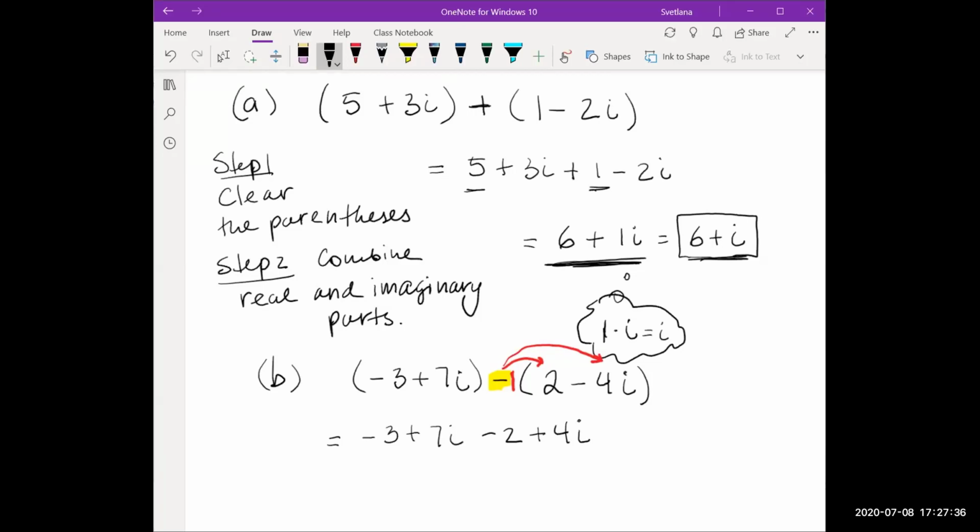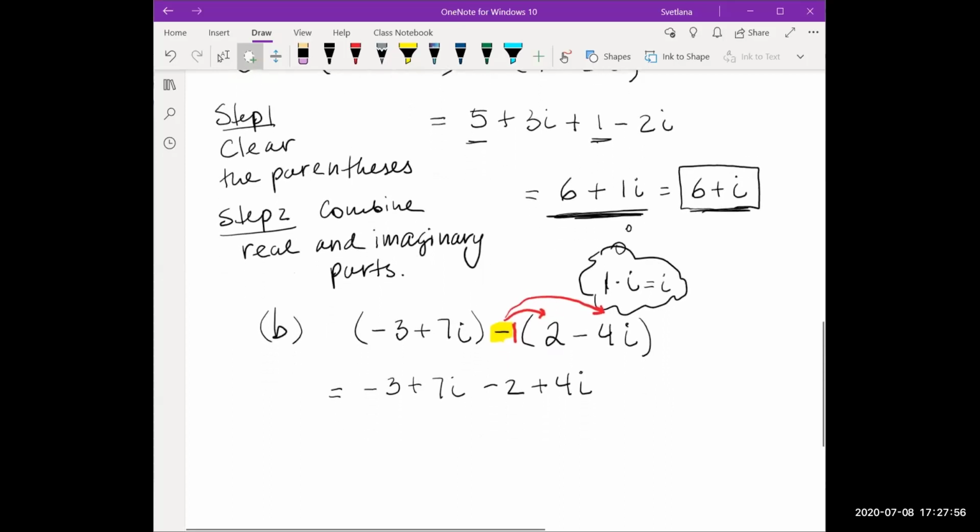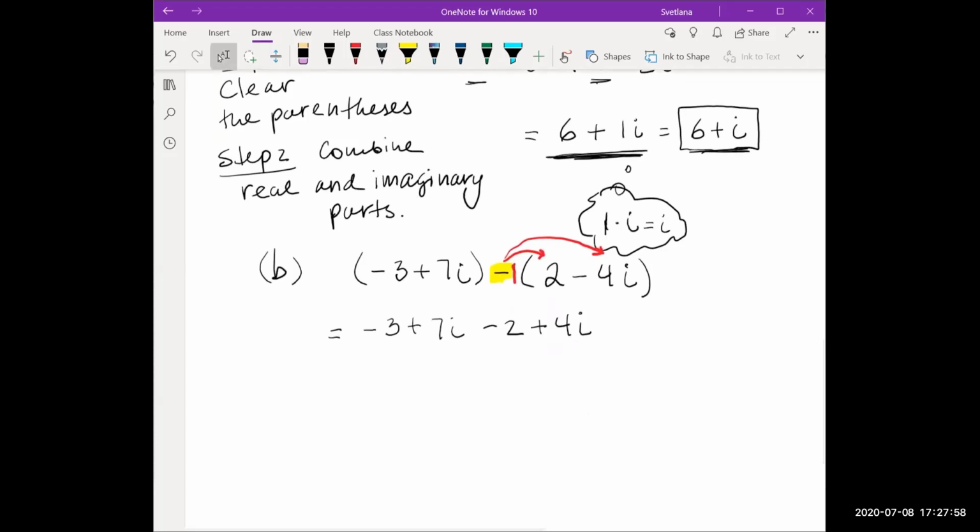And the shortcut to that is just to notice that what happened to the original numbers is that they just changed their signs. 2 used to be positive, now it's negative. 4i used to be negative, now it's positive 4i. So when we have a negative sign and we distribute, what it does is just change all the signs to the opposites. Do you guys have any questions about how I clear the parentheses?